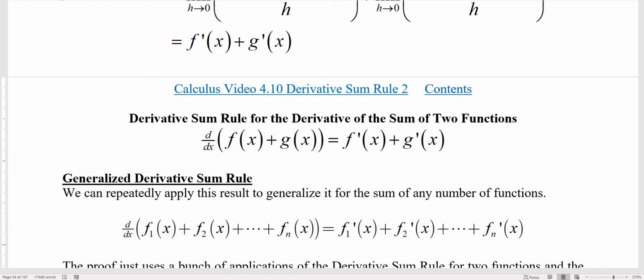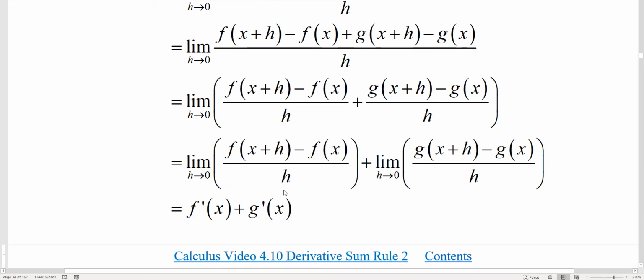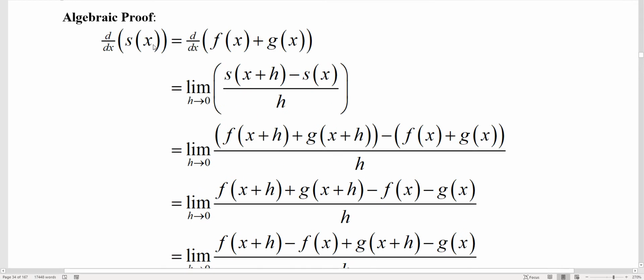This is Jack Jackson, and we're going to continue in this video talking about the sum rule for derivatives. In our last video, we saw that the derivative of f of x plus g of x is f prime of x plus g prime of x. So the derivative of the sum is the sum of the derivatives. Now we proved that. I'll go over the proof again real fast.